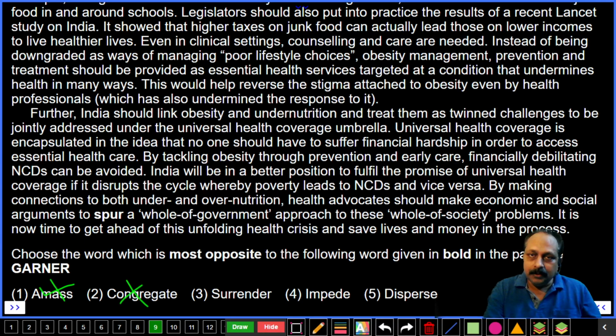Congregate, that is also the same. A lot of people go to a particular place that is called congregation. Surrender, impede. Surrender is not related to garner. Impede means block, impediment, the noun form, not related. Garner, to gather. What is opposite? Disperse. Answer is the fifth option. Disperse means to scatter.